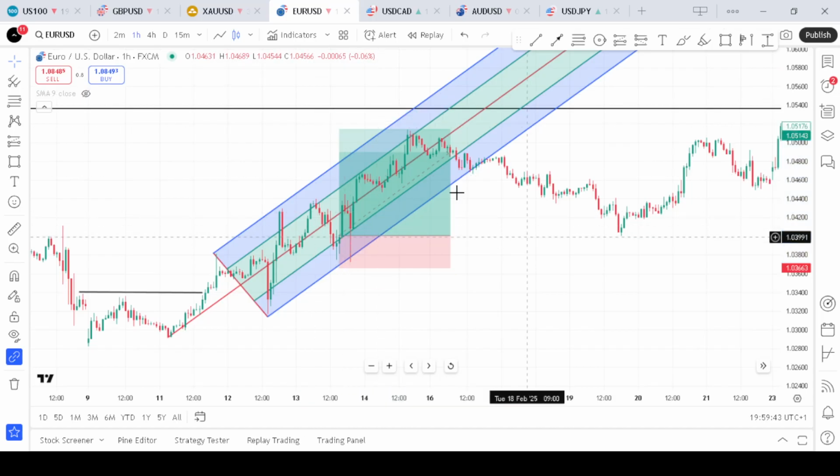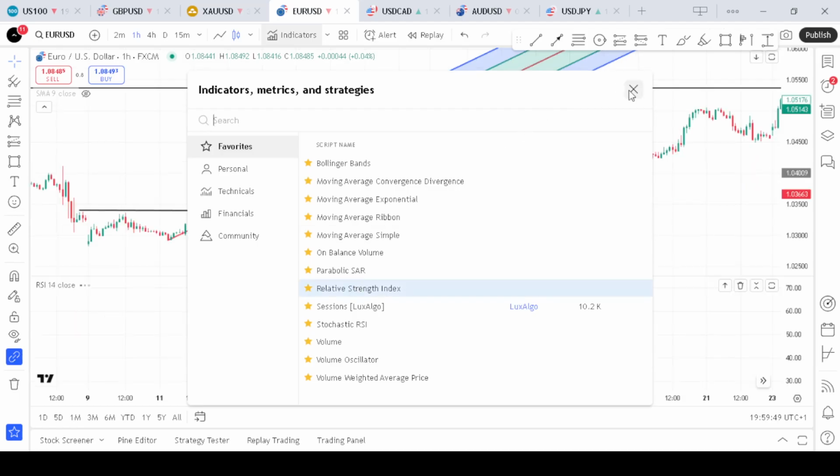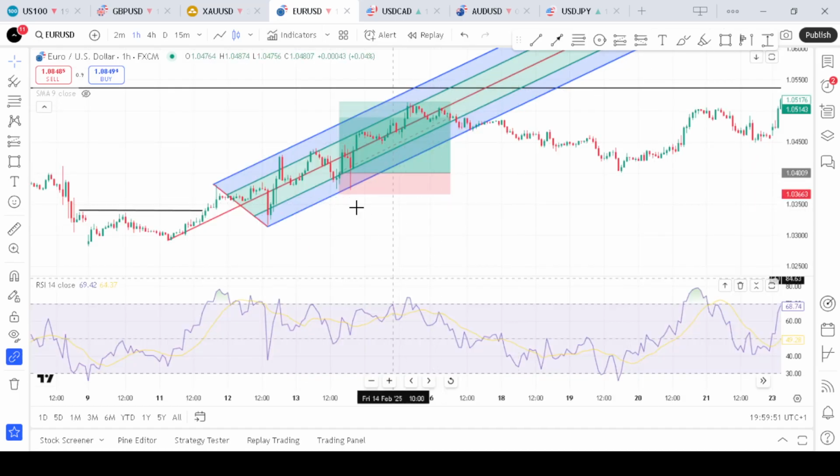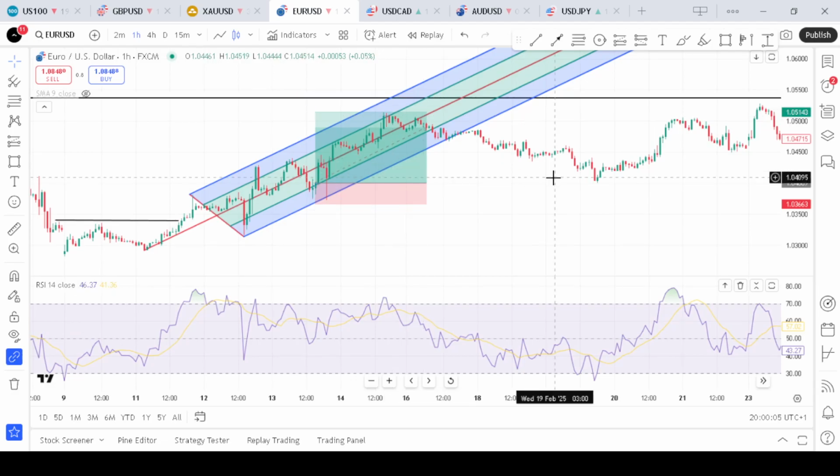For the buy trade, if we add our RSI indicator, this will better help us to get a good picture of what is going on in the market. And as we can see in this area, price is trading above the 50 region, signifying a trend to the upside. We can also use this pitchfork for handling breakouts.